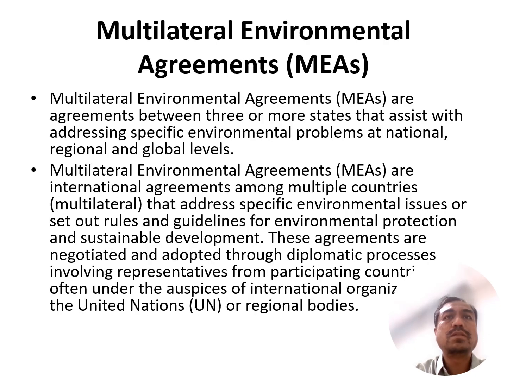All right, next we go to the multilateral environmental agreements, or MEAs. MEAs are agreements between three or more states that assist with addressing specific environmental problems at national, regional, and global levels. An MEA focuses on specific environmental issues, like when they want to create regulations, guidelines, or environmental protections for any issues related to the environment, so they create a multilateral environmental agreement. So it can be amongst states, amongst countries, at regional or global levels.